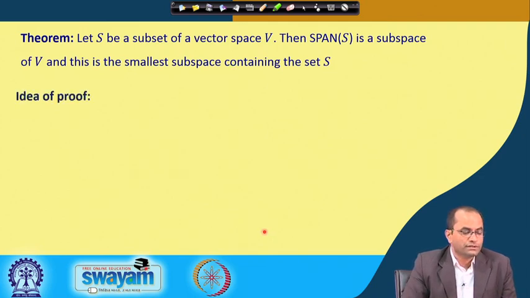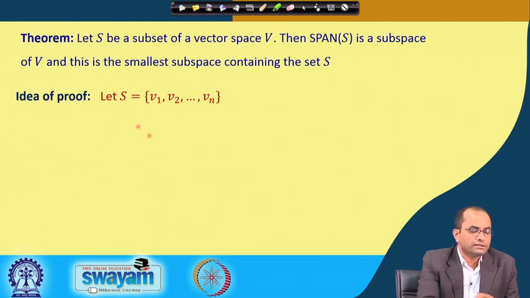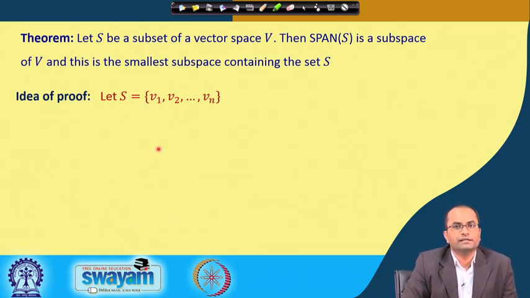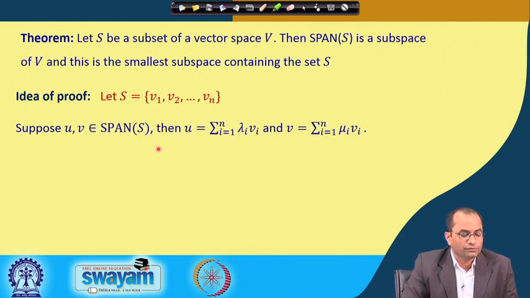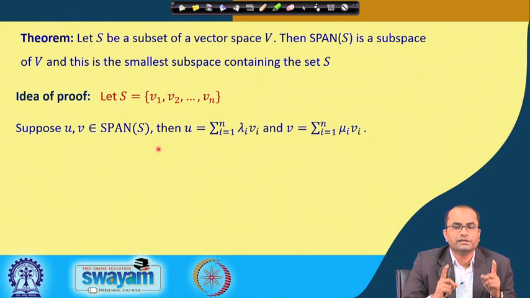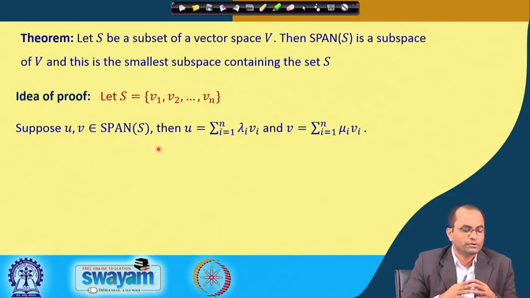So, just to see the idea of the proof here, let us say this is our set S which contains v1, v2, v3, ..., vn. These are the elements of this S, and what we will show is that the span of this S is a vector space of V. For showing this is a subspace, we need to show the two closure properties. That means, you take any two elements of this set and their vector addition should also belong to the same set, and also when we multiply by a scalar, the new element should also belong to this set.